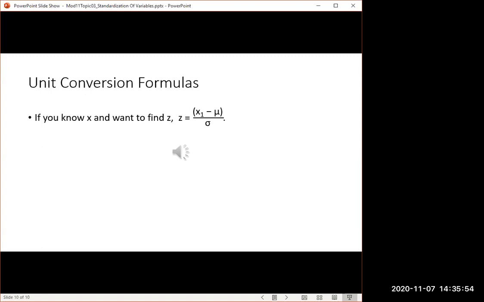So you can convert units back and forth between the natural units x and the standardized units z. If you know the x and you want to find the z, you use this formula: z equals x minus mu, divided by sigma. On the other hand, if you know the z and you want to find x, x is mu plus z sigma. Those two equations are equivalent, they're just rearranged and carry the same meaning as each other. And so you could go back and forth.